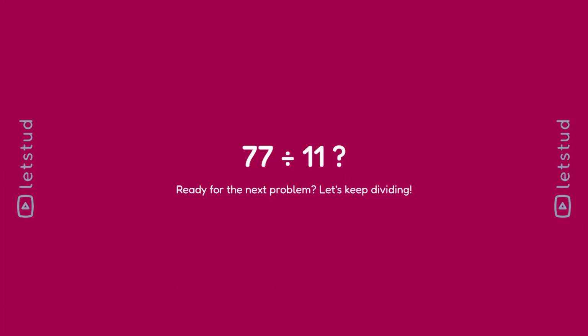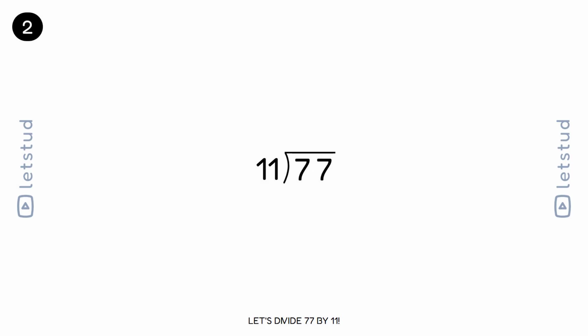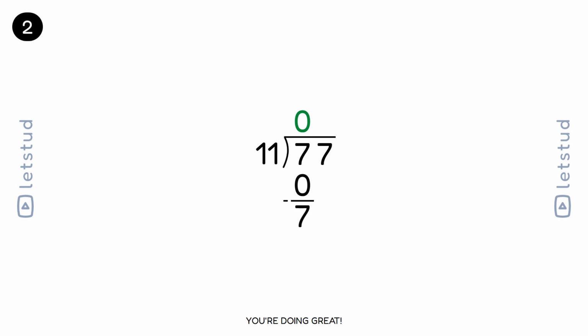Ready for the next problem? Let's keep dividing. Let's divide 77 by 11. We start with the number 77. How many times does 11 fit into 7? It fits 0 times. 0 times 11 is 0. 7 minus 0 is 7. You're doing great. Let's bring down the next digit.